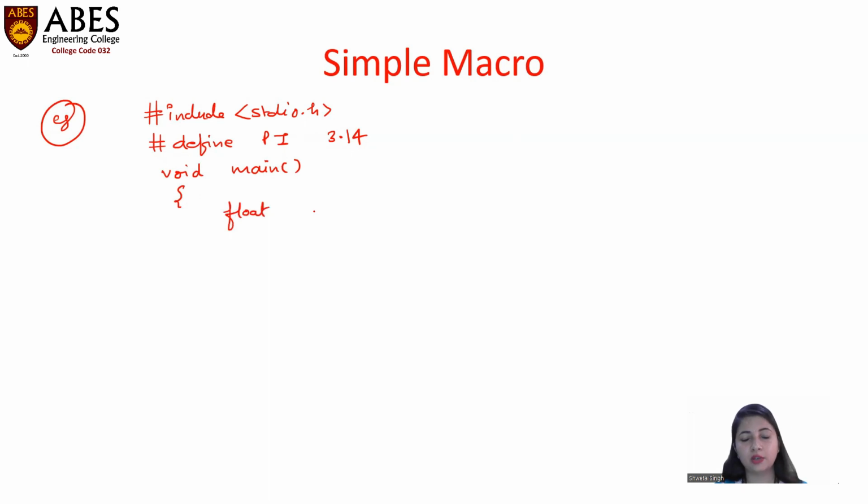Now, the program is to calculate the area of a circle, and the radius, let's say 4.5. And let's write the formula of the area of a circle, that is pi r square. So if I write pi into r into r, and print the value of area.